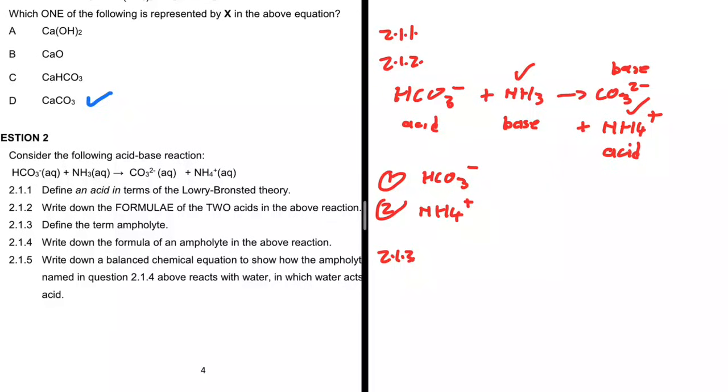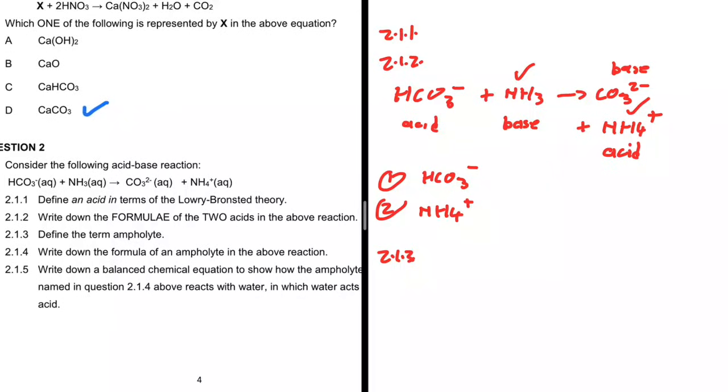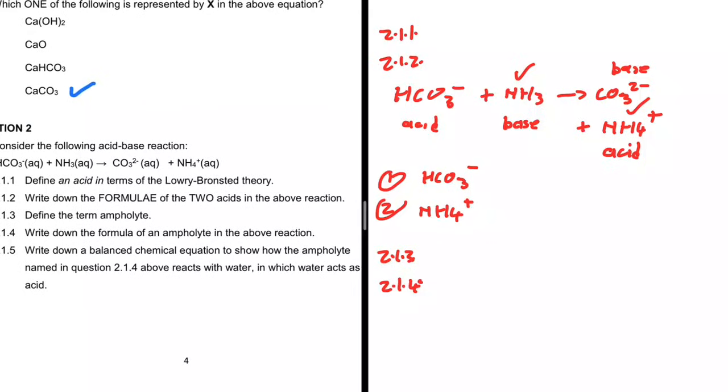2.1.3, define the term ampholyte. Well, an ampholyte is a substance that can act as an acid and as a base. It can act as both an acid and a base. So that is 2.1.3. 2.1.4, write down the formula of the ampholyte in the above reaction.